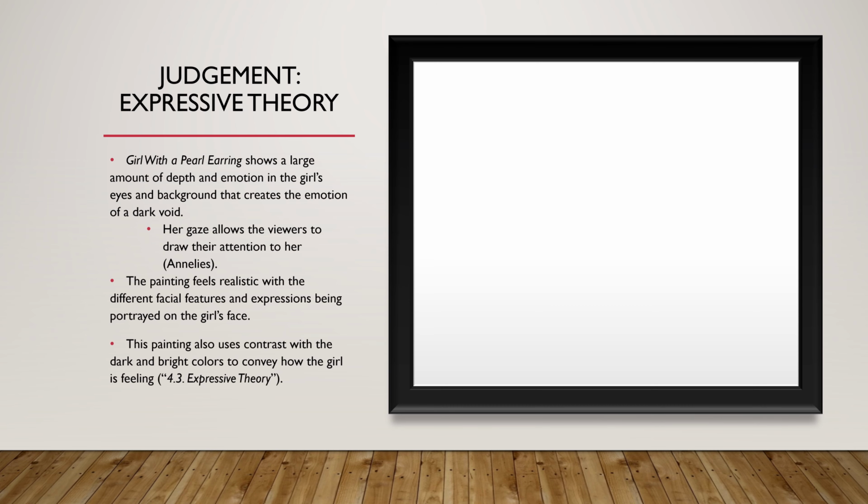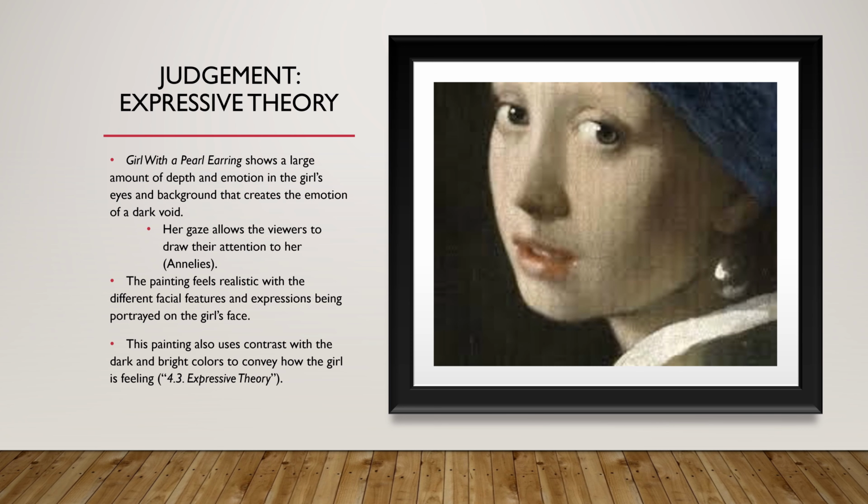When using the expressive theory to determine the value of Girl with a Pearl Earring, there are some things in the painting that exceed some of the requirements to pass this theory. This painting shows a large amount of depth and emotion that are shown in the girl's eyes, as well as the black background that feels like a dark and endless void. Also, her mysterious gaze allows the viewers to feel captivated. Another factor that this painting succeeds is how the painting feels realistic with the facial features and expressions. Also, this painting uses contrast with the dark and bright colors to convey the emotions of how the girl is feeling.